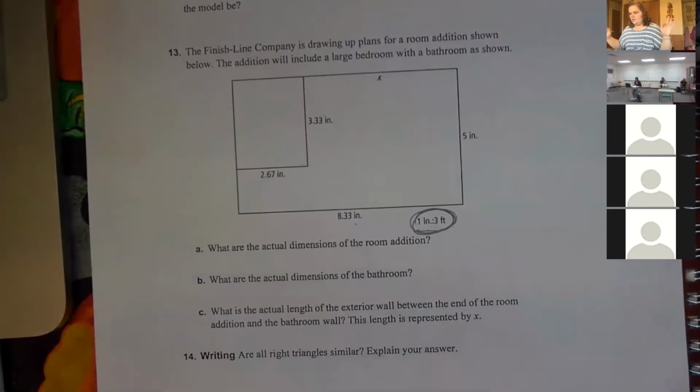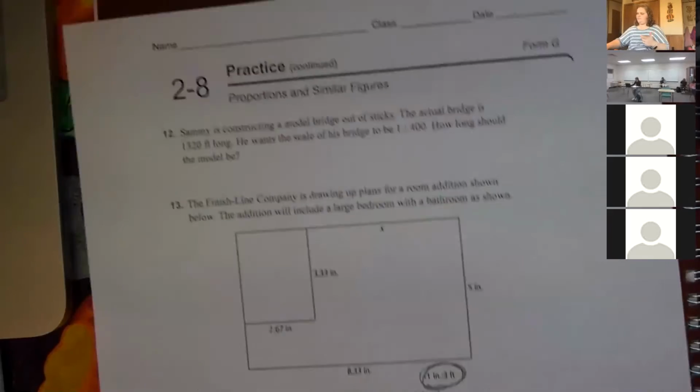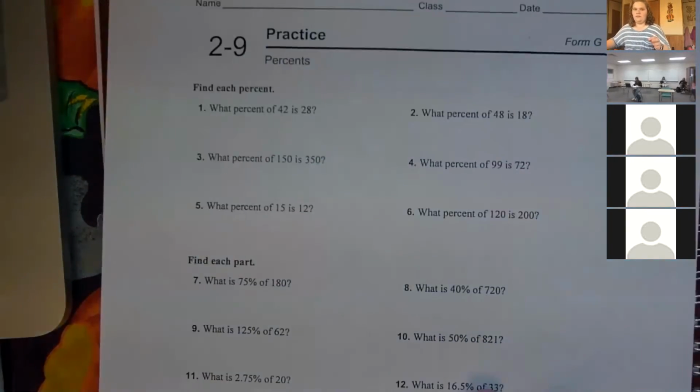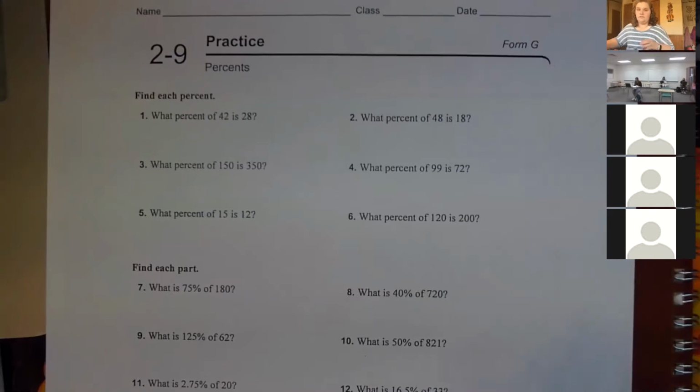Okay, so that's worksheet 2.8. Now let's look at worksheet 2.9. This should be a review from last year also. Worksheet 2.9. This is good. You've had it before.